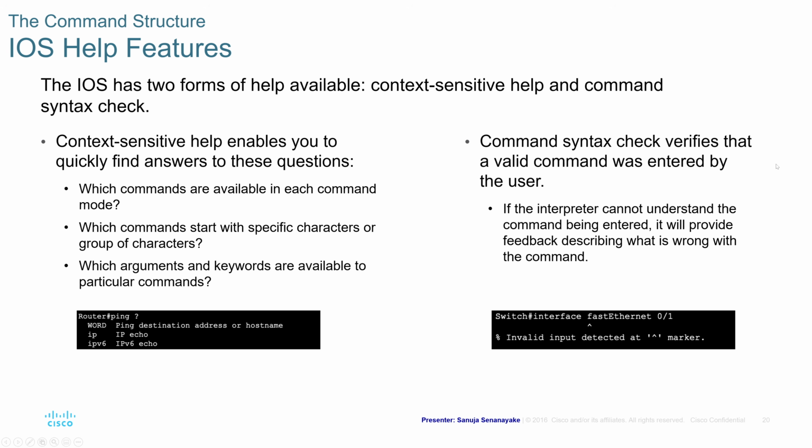The command syntax check verifies that a valid command was entered by the user. The Cisco IOS has a built-in interpreter, and that interpreter tries to understand the command that you entered, and it sometimes provides very valuable feedback describing that there is something wrong with it. For example, in this particular command, the user has entered interface fastethernet 01, and there is an arrow right here showing that something went wrong, that there's something incorrect right here, please check. That can be helpful when you enter a command and there was a mistake in it.